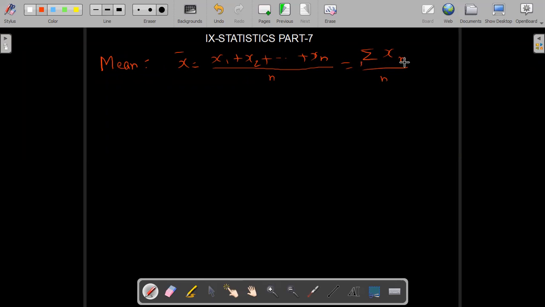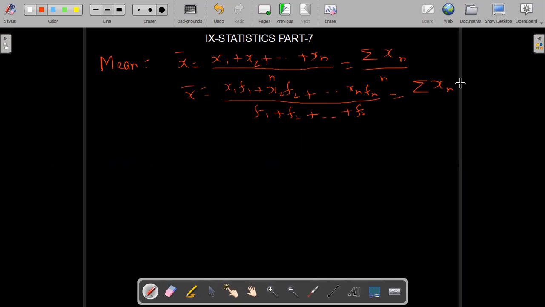And if we write xn here, then there is no need to show i. If you write xi, then you have to show xi. So in short, if frequencies are also given, then the formula will be: we have to multiply x1 f1 plus x2 f2 up to xn fn, divided by the sum of the frequencies f1 plus f2 plus up to fn, or it can be written with the summation sign: summation xn fn divided by summation of fn.